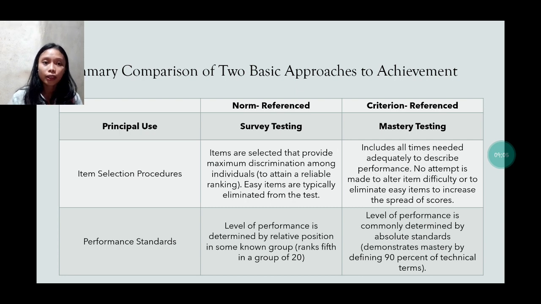And then the item selection procedures in norm reference: items are selected that provide maximum discrimination among individuals to attain a reliable ranking. So easy items are typically eliminated from the test, while in criterion reference, it includes all items needed to adequately describe performance. No attempt is made to alter item difficulty or to eliminate easy items to increase the spread of scores.